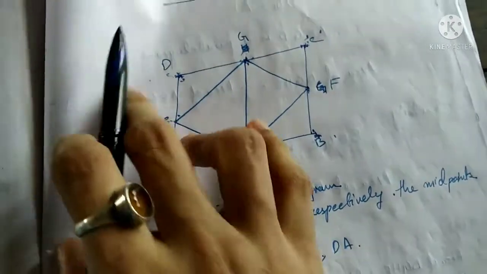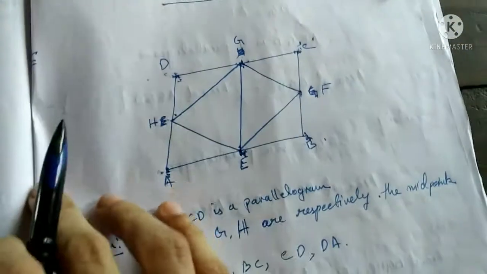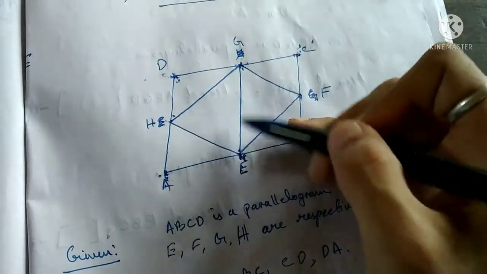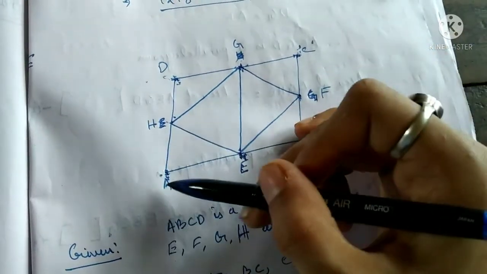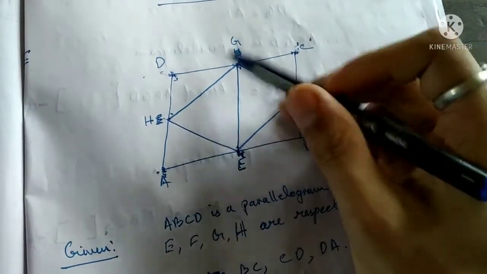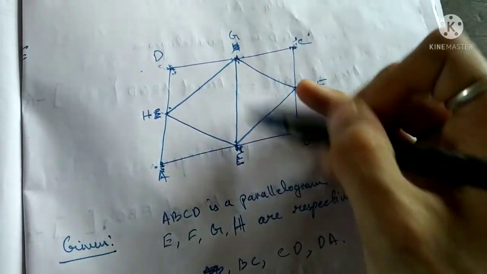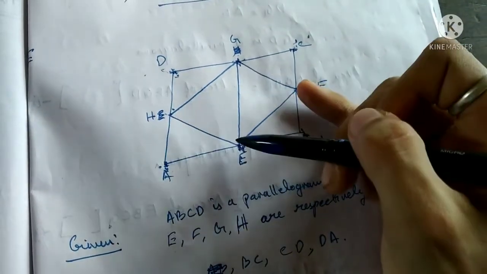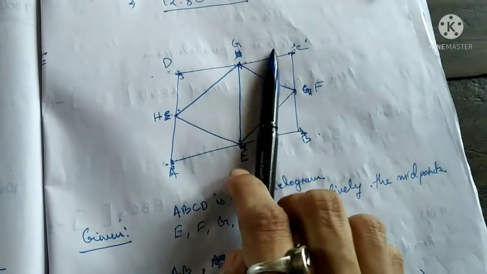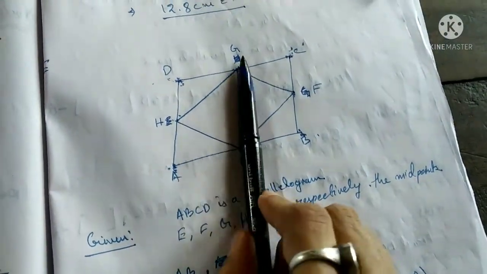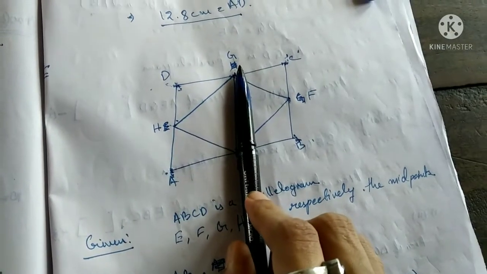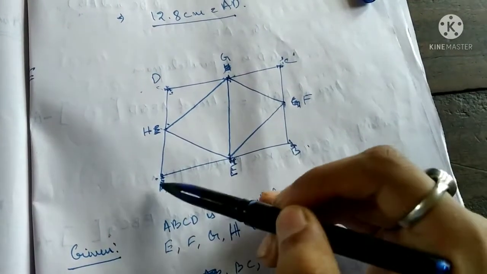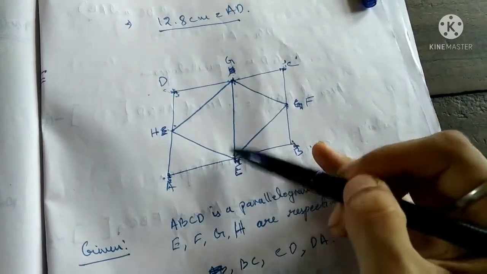Since I have showed, now if you look nicely in this parallelogram, there is a triangle which is EHG. There is a triangle and there is a parallelogram AEGD. This triangle and this parallelogram have got the same base and they lie between the same parallels. So therefore I can say that area of this triangle is equal to half the area of this parallelogram AEGD.